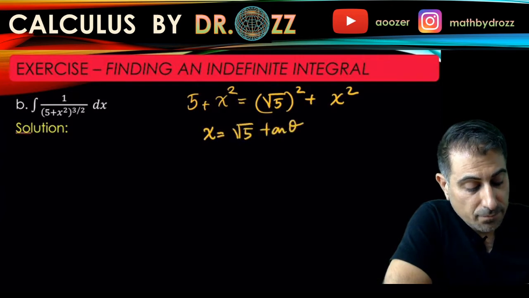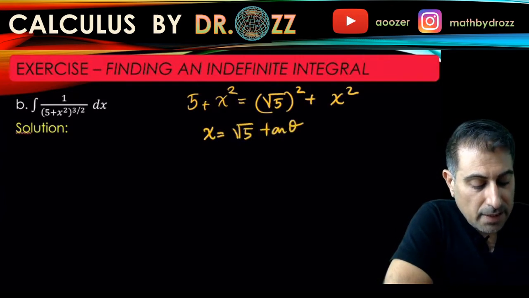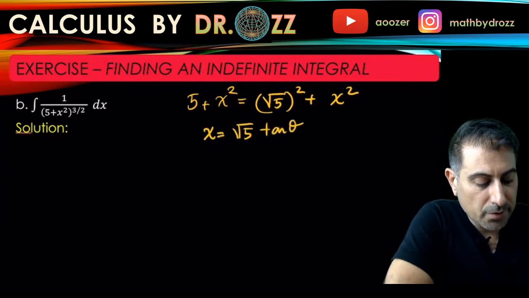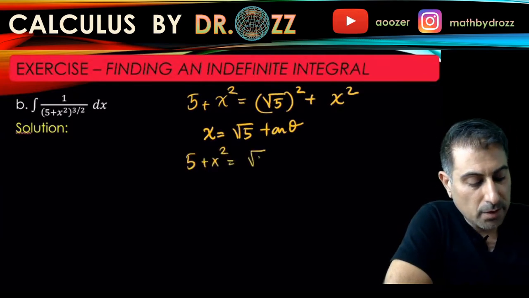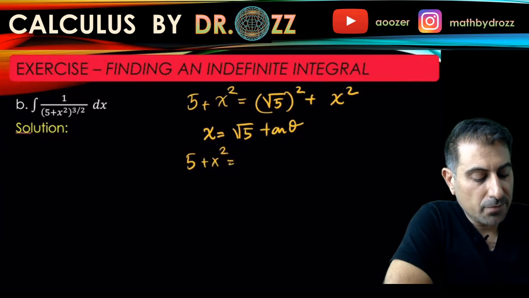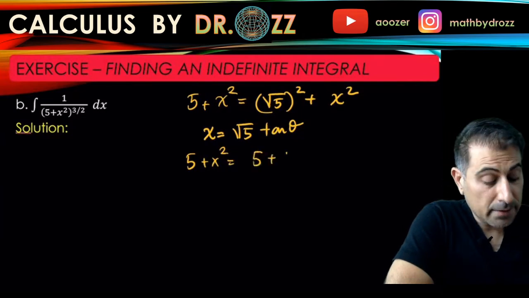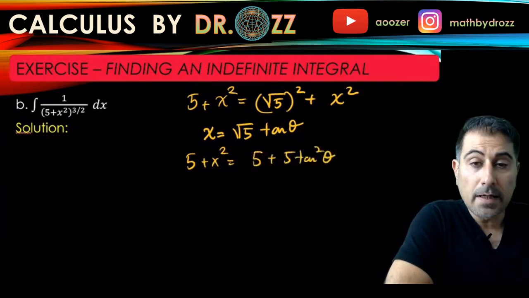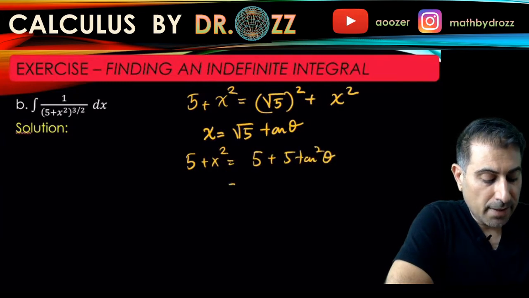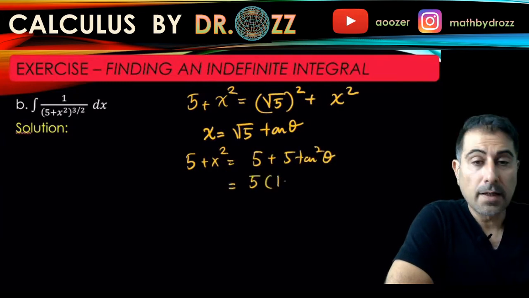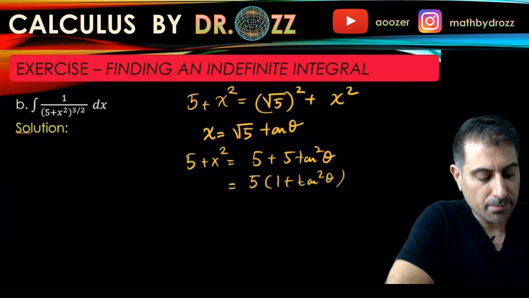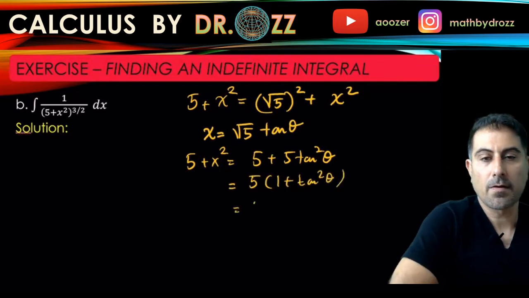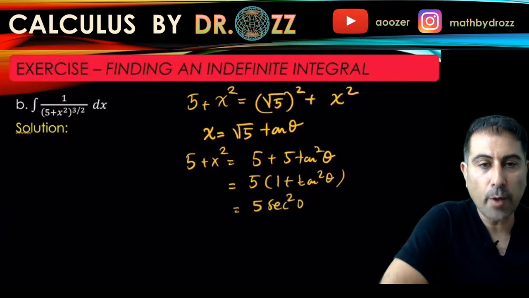So 5 plus x squared is radical 5 squared, which is 5, plus 5 tan squared theta. That is me pulling out 5. And 1 plus tan squared is secant squared theta. There we go. Now I have a perfect square.